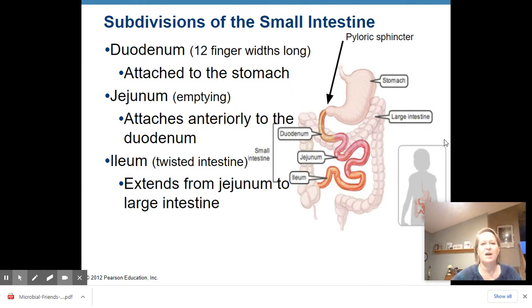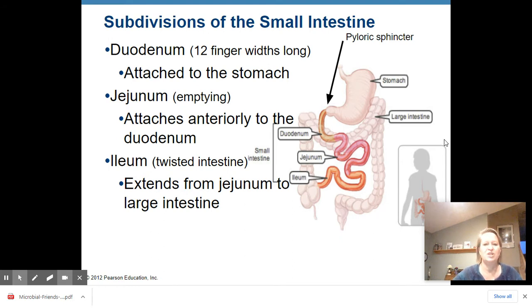So we have three different subdivisions of the small intestine. The first, yesterday they talked about it in the video, it can be called the duodenum or the duodenum. I've heard it both, so apparently I'm not sure which is which or which is right. It's directly attached to the stomach, and that is where the enzymes coming from the pancreas and the liver are going to dump in, and so we'll talk about that later.